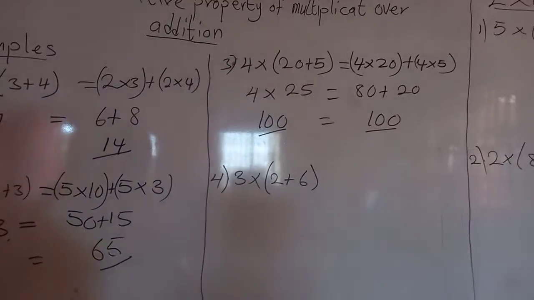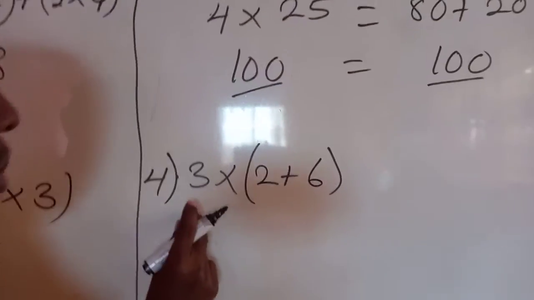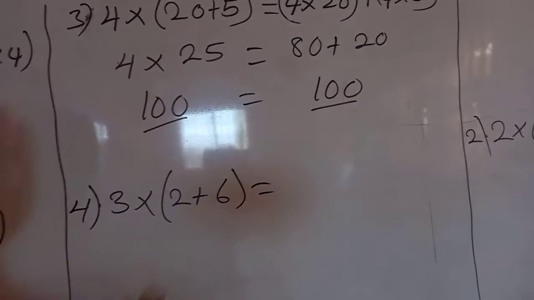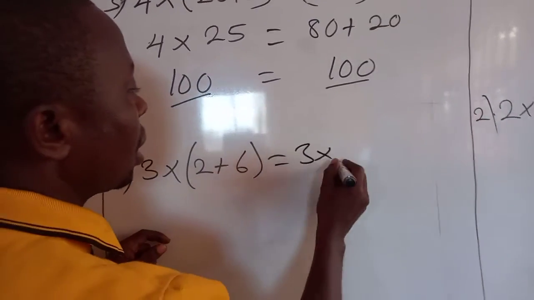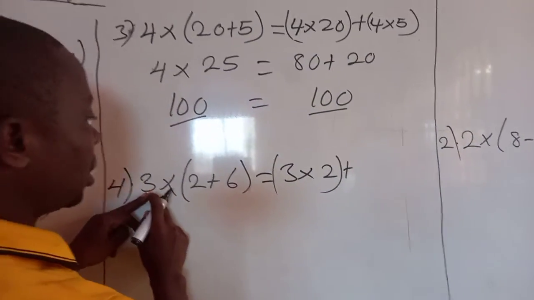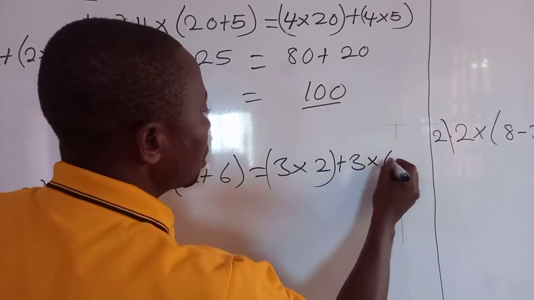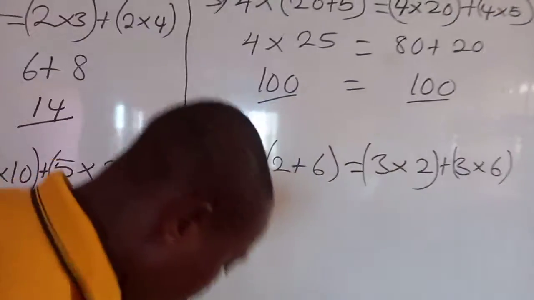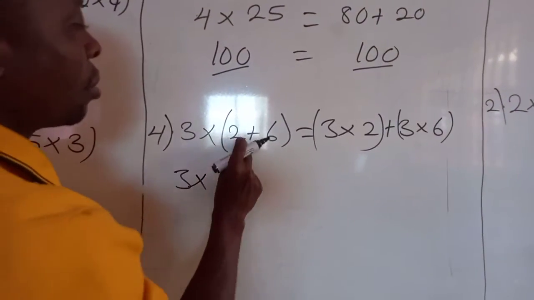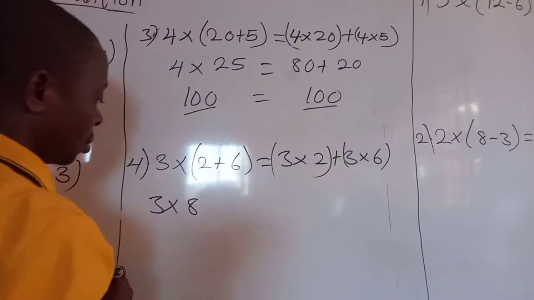Let's take our last example for the day. Let's try to share it. The 3 to each: 3 times 2, then we bring our plus. Then this 3 we are sharing, so the 6 must also take its own: 3 times 6. Very good. Then we have 3 times, when we add this, 2 plus 6 will be what? 8.